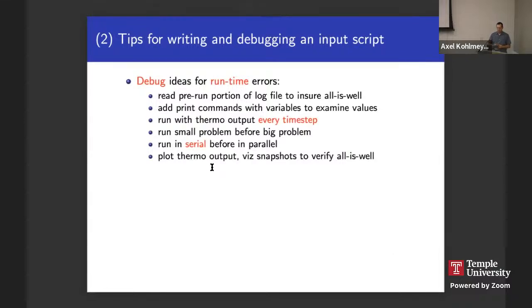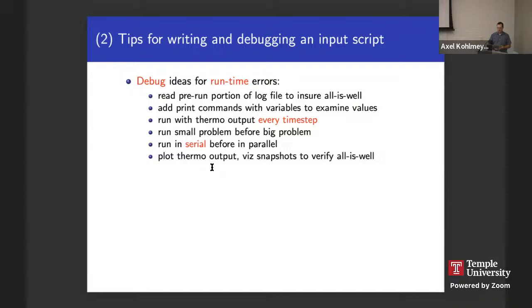Okay, so that was syntax. Now, how do you debug runtime errors? Well, these are harder. Some tips are to look at the pre-run portion of the log file and make sure that it's doing what you expect. You can also add print commands with variables to examine values and output those to the log file. Another thing you can do is run with thermo output every time step, and you can see exactly on what time step you're getting the error.